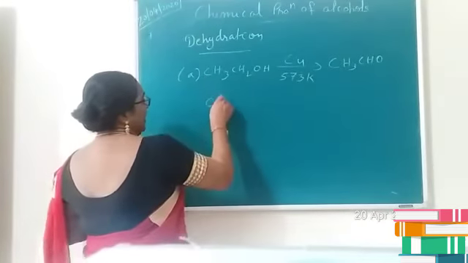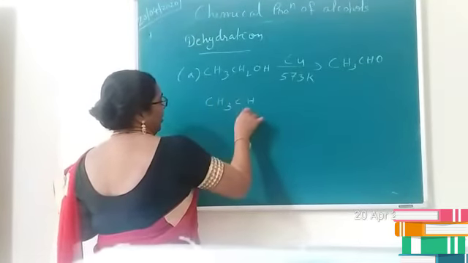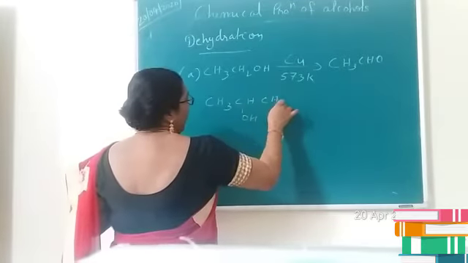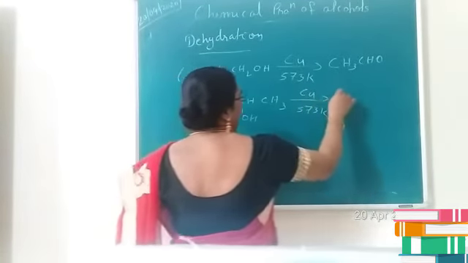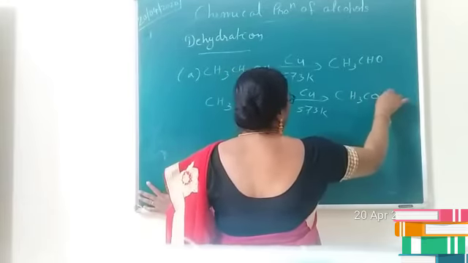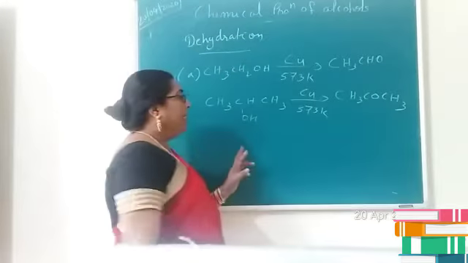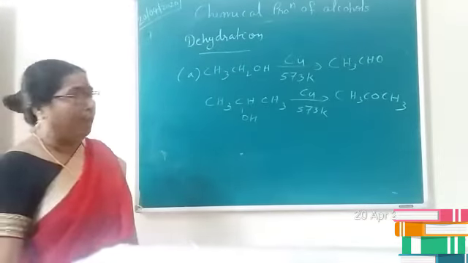Suppose if it is secondary alcohol, CH3CHOHCH3 undergoes dehydrogenation under the same condition and will give you ketone as the product. CH3COCH3 will be the product.